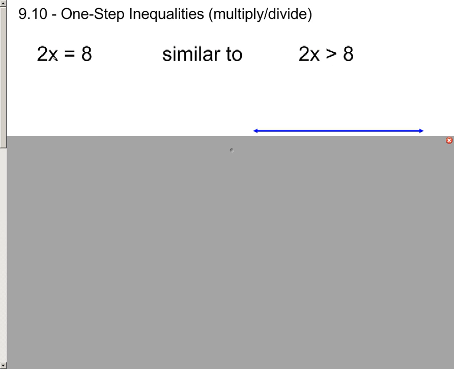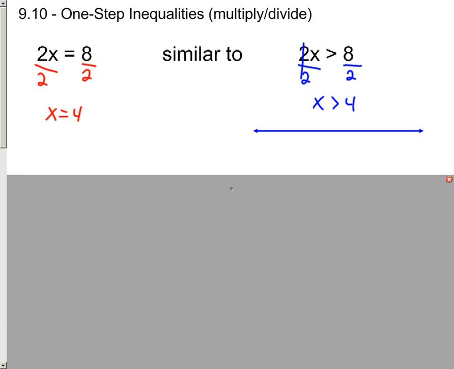2 is timesing the x, and it equals 8 in this equation, so we would divide both sides by 2, and that lets us know that x is equal to 4. This inequality is very similar to the equation, it's just that the signs are different, but we're going to solve it the same way. 2 is timesing the x, so we divide by 2, and we divide the 8 by 2 as well, and that leaves x being greater than 4.